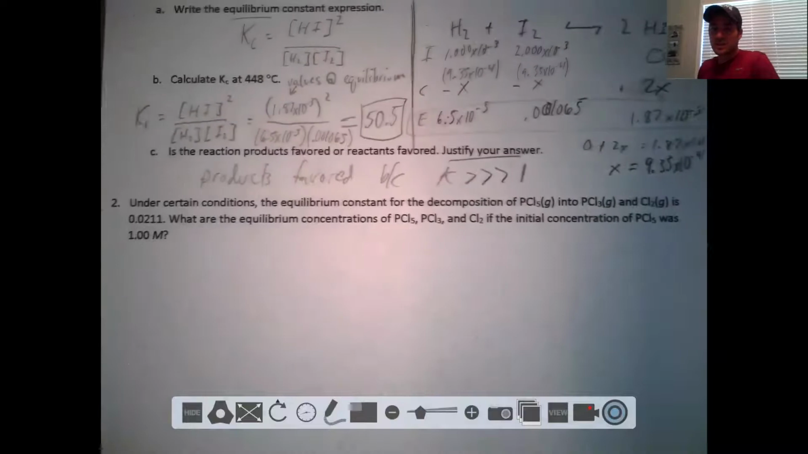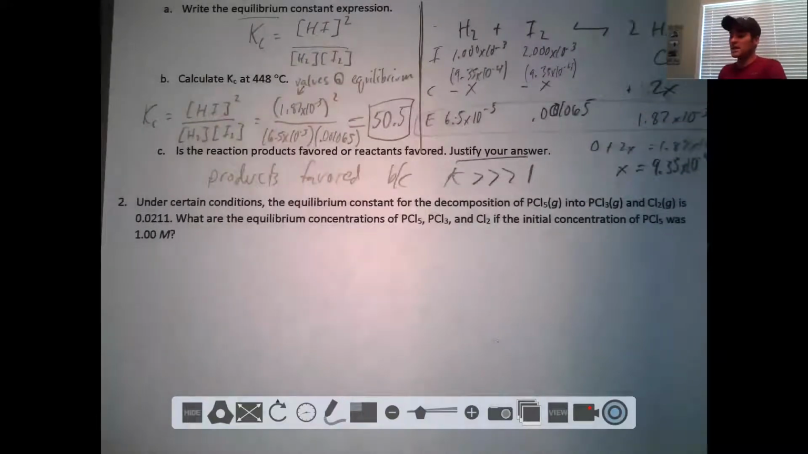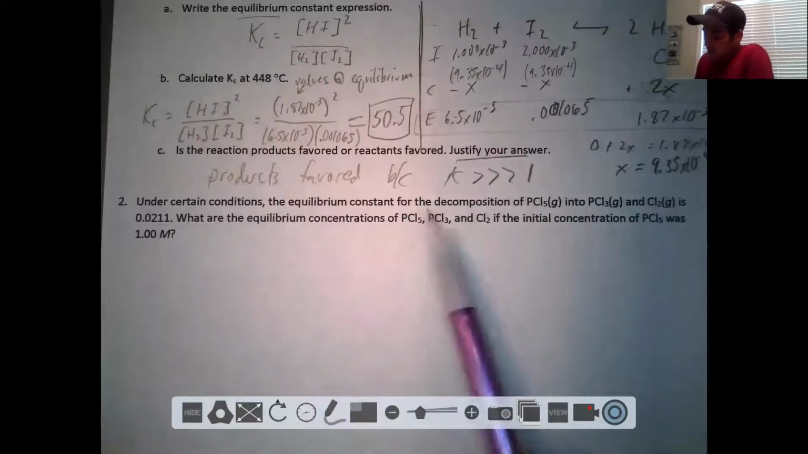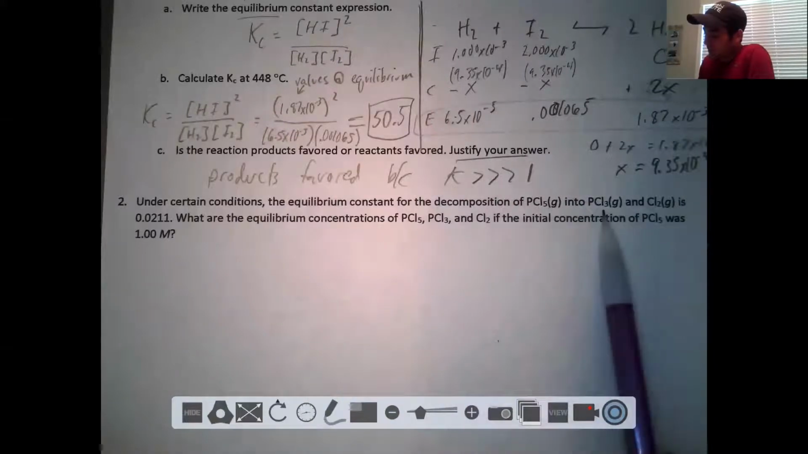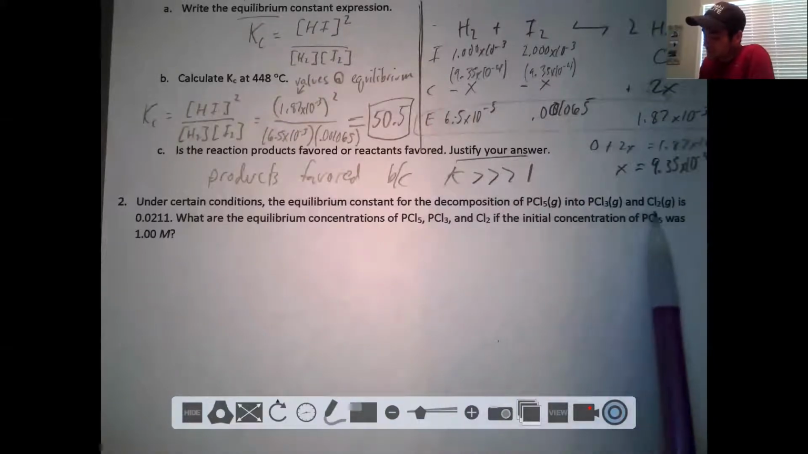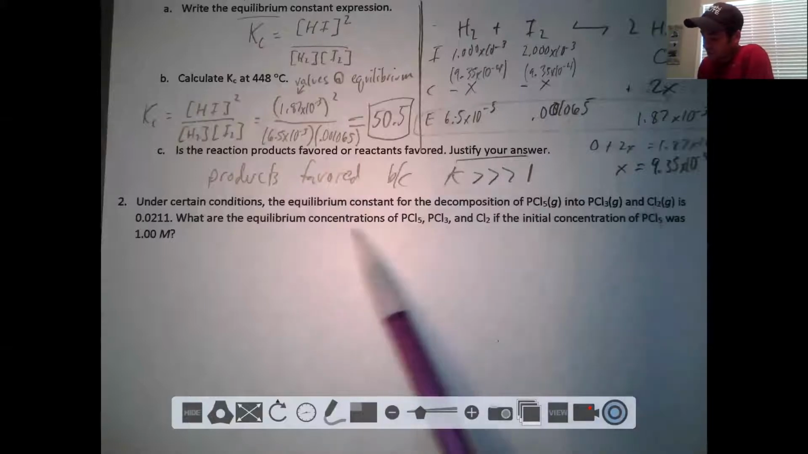All right, so if you haven't done number 2, maybe pause the video, try to answer number 2 on your own. And I would encourage you just see how far you can get. And then you can come back and then watch the video and see if you did it correctly. So the equilibrium constant, for the decomposition of PCl5 into PCl3 and Cl2, what are the equilibrium concentrations?